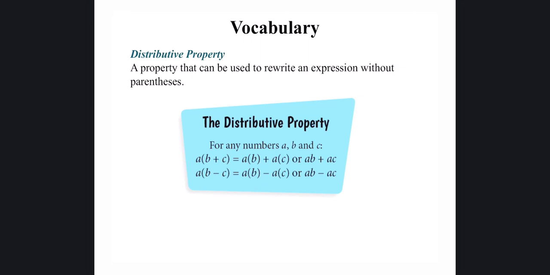The distributive property is a property that can be used to rewrite an expression without parentheses. For any numbers a, b, and c, a times the quantity b plus c is equal to a times b plus a times c, or ab plus ac. The same is true for a problem involving subtraction. A times the quantity b minus c is equal to a times b minus a times c, or ab minus ac.